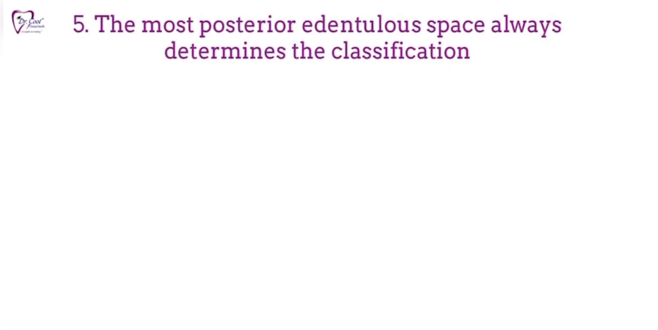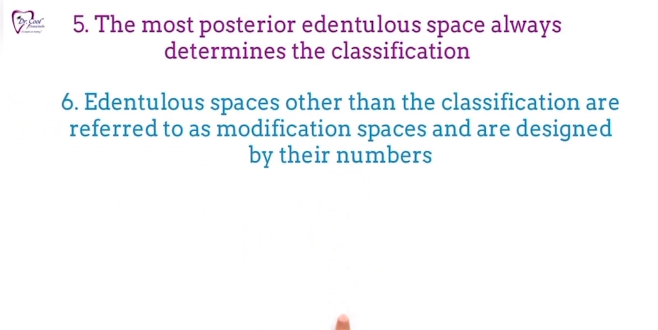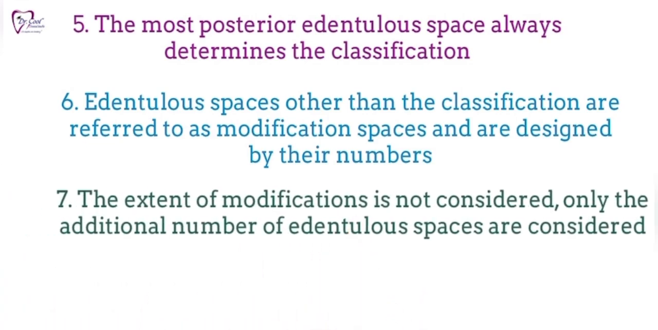Okay, you might be thinking I have used modifications to explain the last example, that is our rule 6. Edentulous spaces other than the classification are referred to as modification spaces and are designated by their numbers. Rule 7 is the extent of modification is not considered. Only the additional number of edentulous spaces are considered.